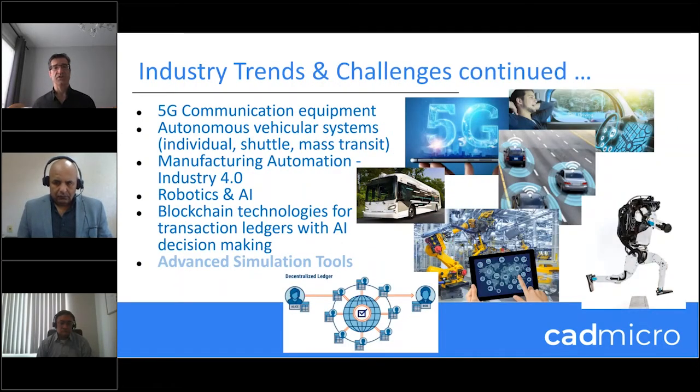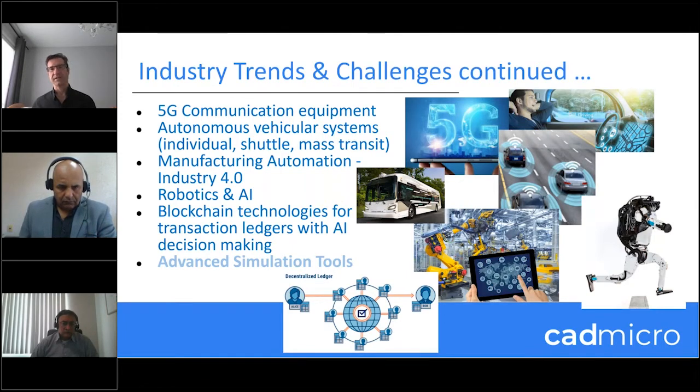So just to finish off the trends and the challenges, another trend that's developing, as you all probably know, is 5G communication equipment. That has to do with a lot of our smartphones and the broadband data that's required to support autonomous vehicles, so individual vehicles, shuttles, and mass transit as well. If you'll notice on the picture in the middle, there's a transit bus that was recently tested by New Flyer Industries in Connecticut, the first fully autonomous transit bus that was tested. So a lot of technologies are being developed for that.